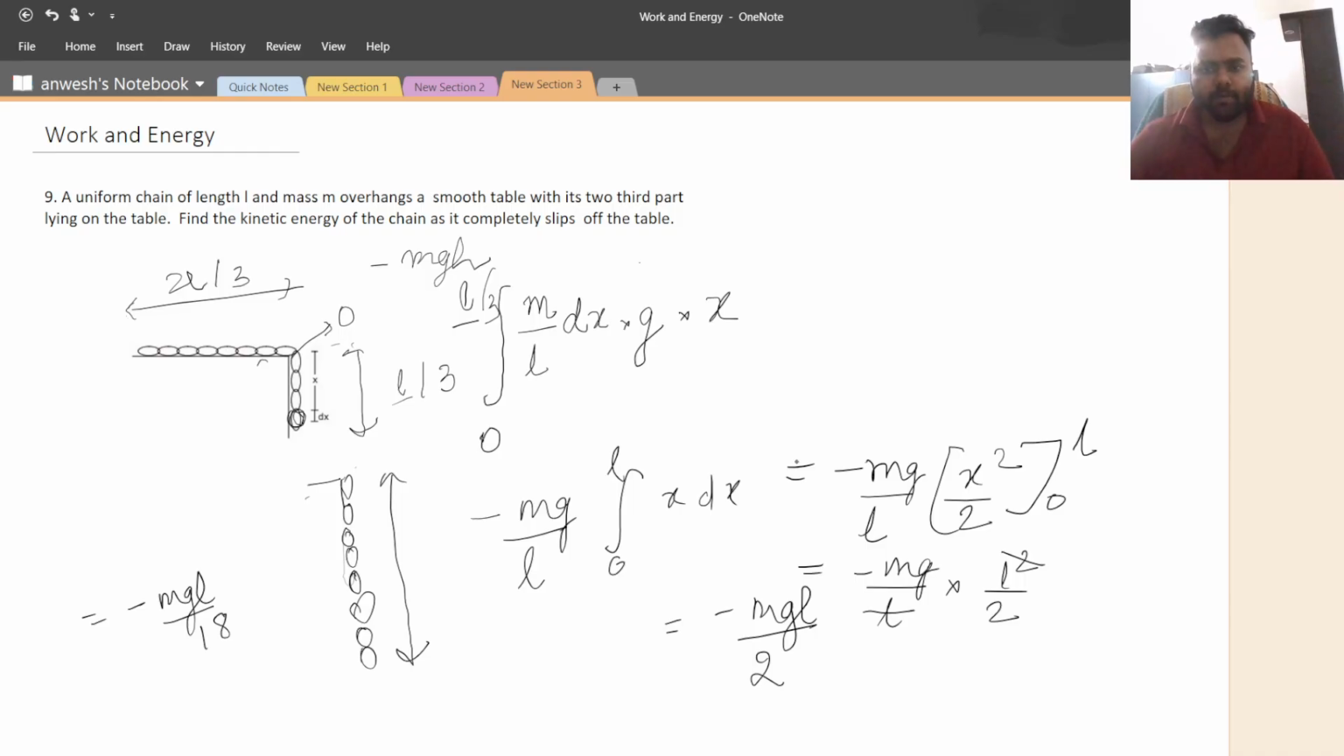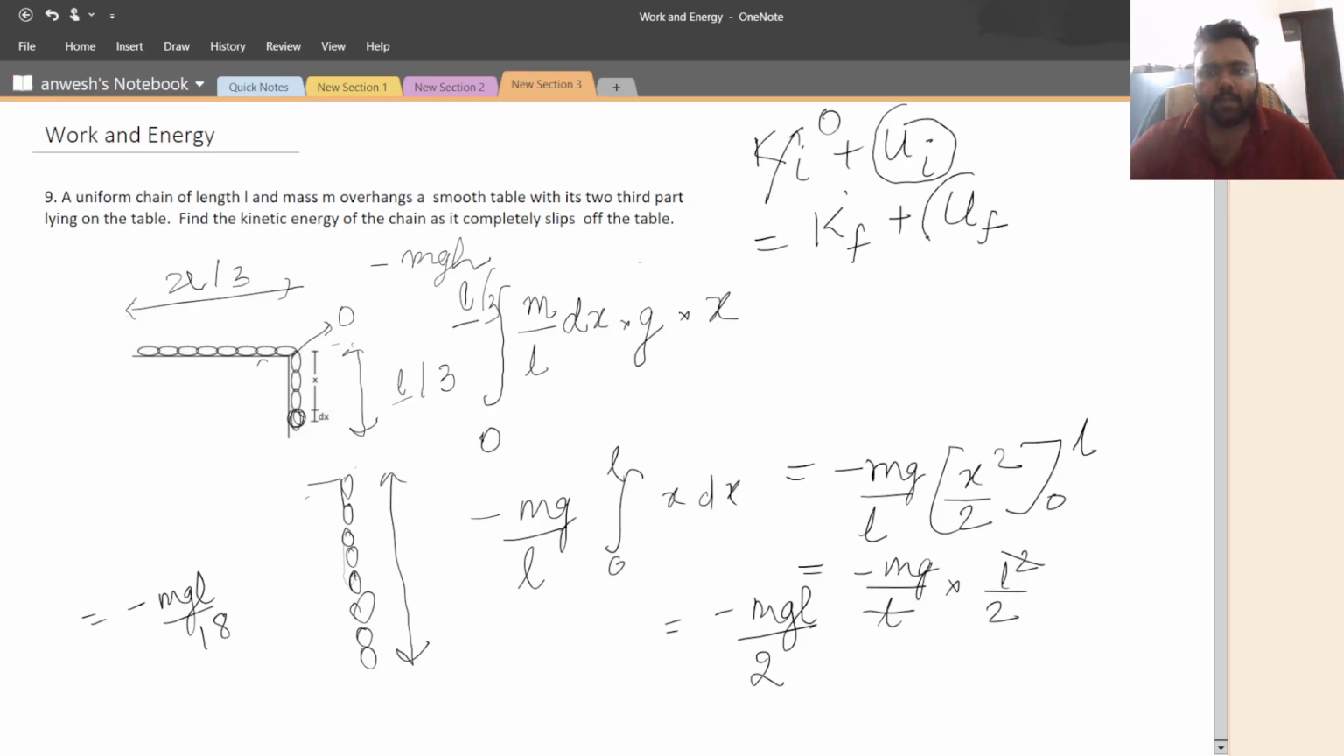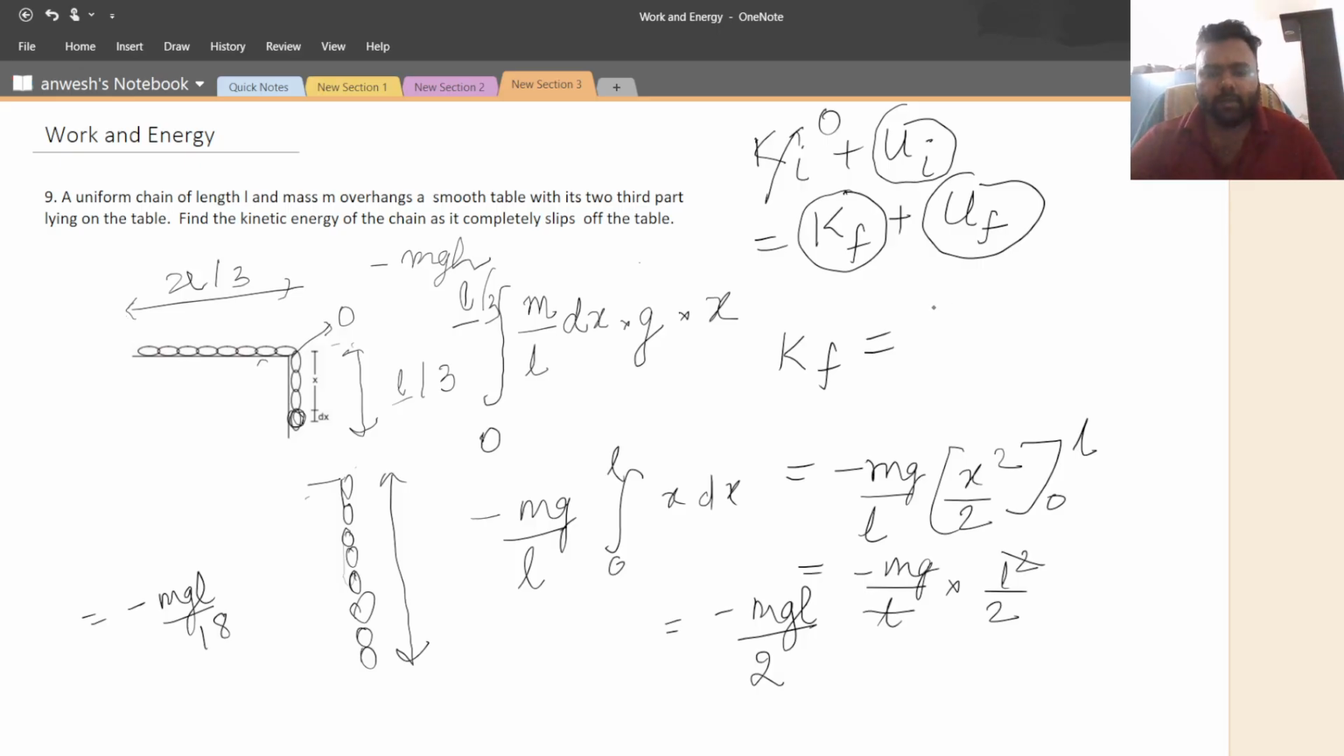So in work energy, there is a concept that when there are no external forces and only internal conservative forces are acting, then the initial kinetic energy plus initial potential energy is equal to final kinetic energy plus final potential energy. So initial kinetic energy is zero. We know the initial potential energy, we know the final potential energy, but we don't know this. So we can easily find the Kf. Kf will be initial potential energy minus final potential energy.